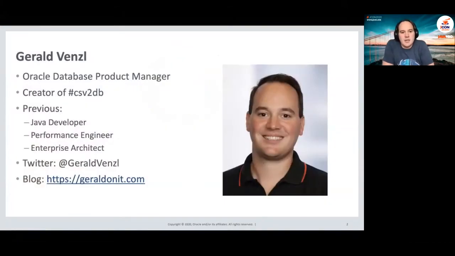As said, I'm currently a database product manager for Oracle, but before that, I was a Java developer for a long time. I went on from Java development into performance engineering, where I specifically focused on overall systems performance tuning, and that's how I got my toes into database land as well. And then I went on to be an enterprise architect, which gave me a nice opportunity to really see how end-to-end systems are built, what the obstacles are, what the pain points are.